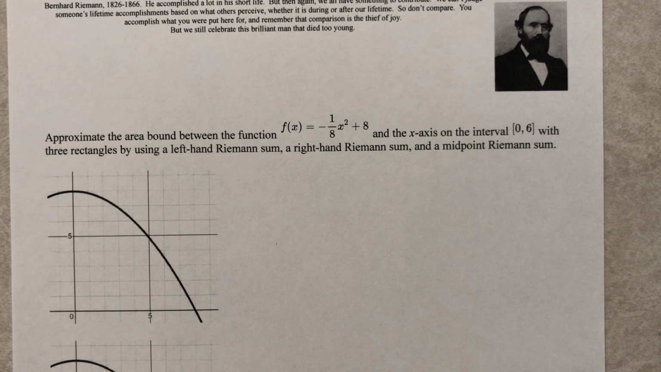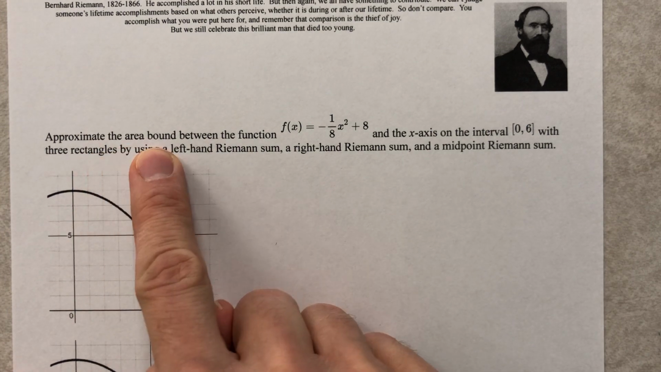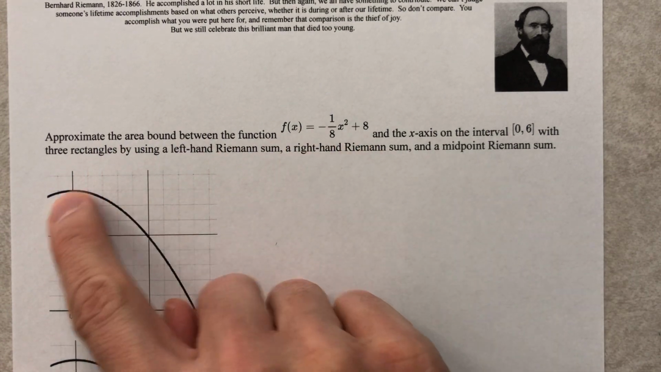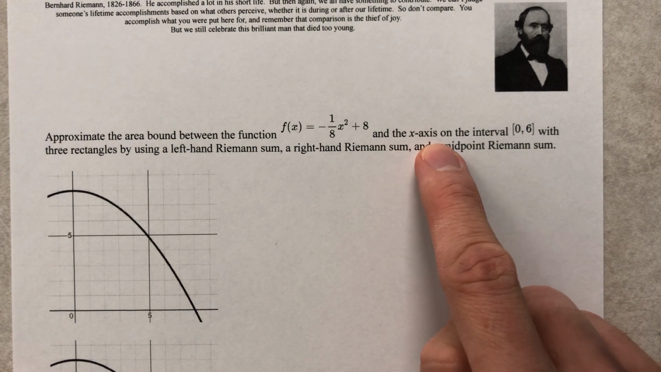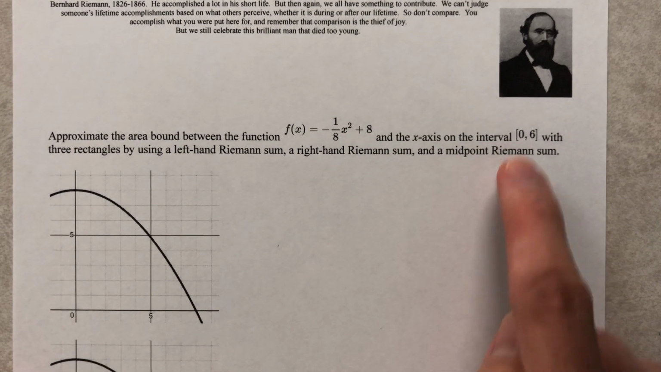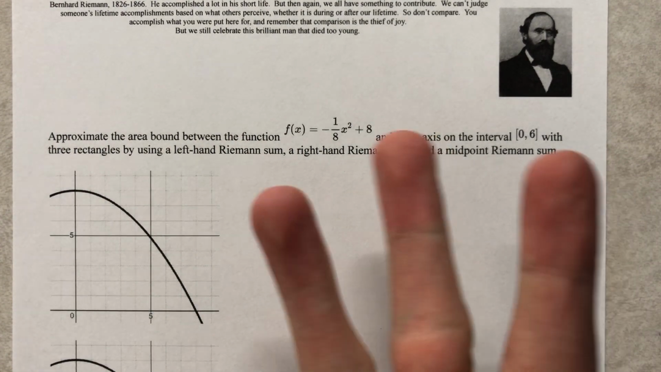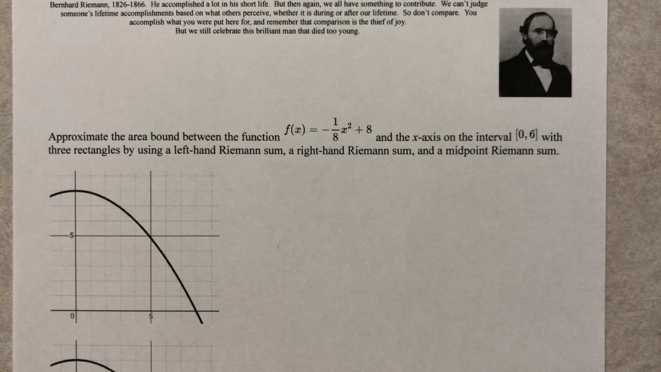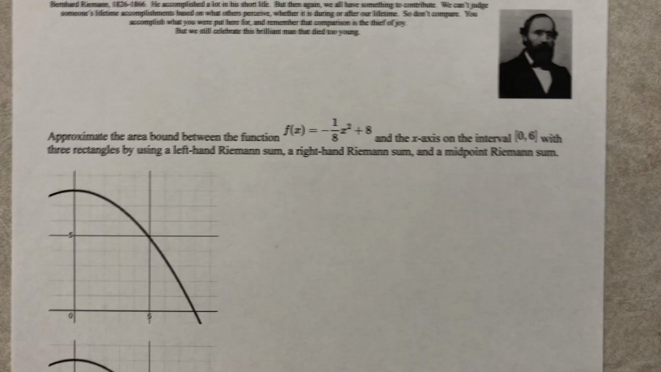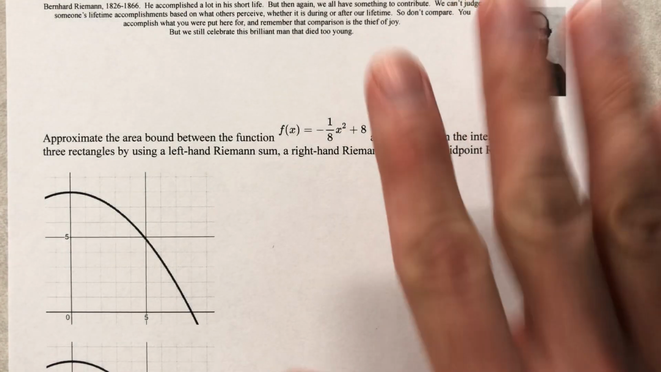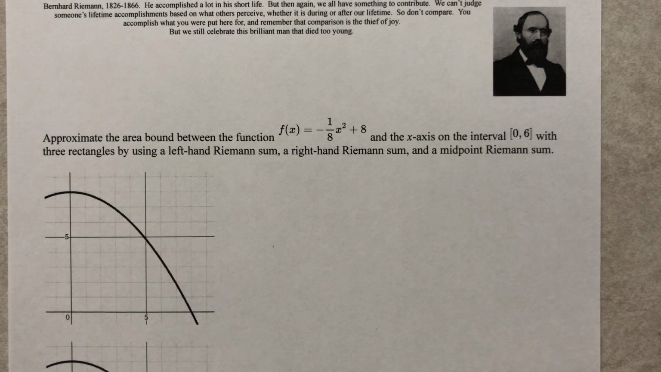So here's what we're going to do. We want to know the area bound between this function and the x-axis on this interval with 3 rectangles by using a left-hand Riemann sum, a right-hand Riemann sum, and a midpoint Riemann sum. I don't know where those sound effects came from, but I just had a lot of fun doing it.